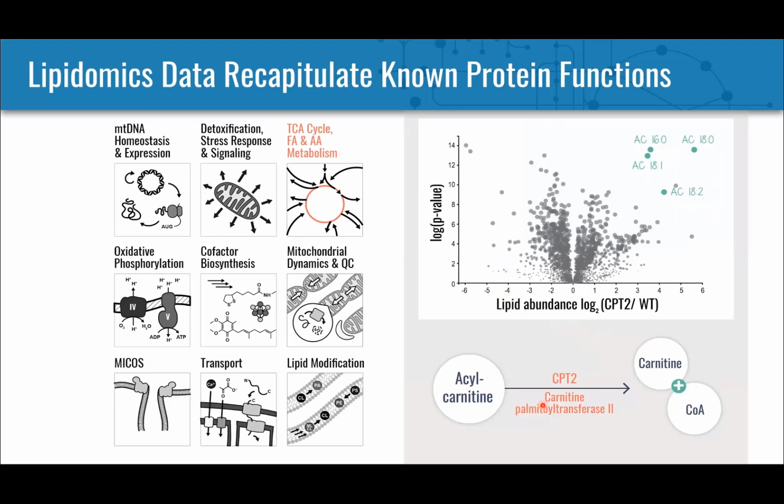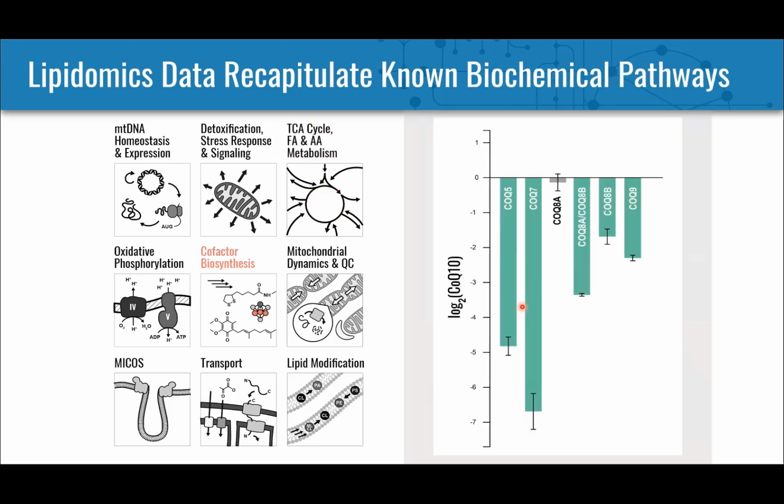So here's another example. This particular gene, CPT2, catalyzes acylcarnitine conversion to carnitine. And if we take it away, compared to wild type, every dot now is a different lipid. We can see an accumulation of acylcarnitines because they're not being processed with this particular enzyme. All right, let's learn something new.